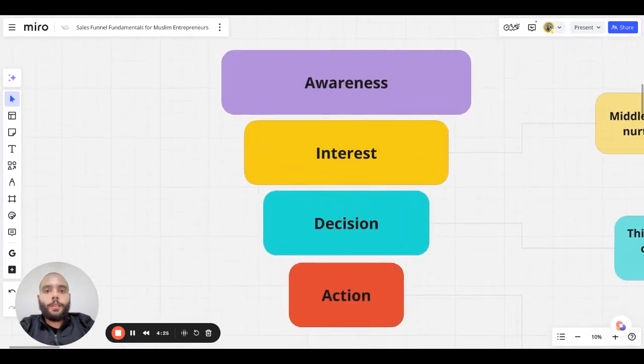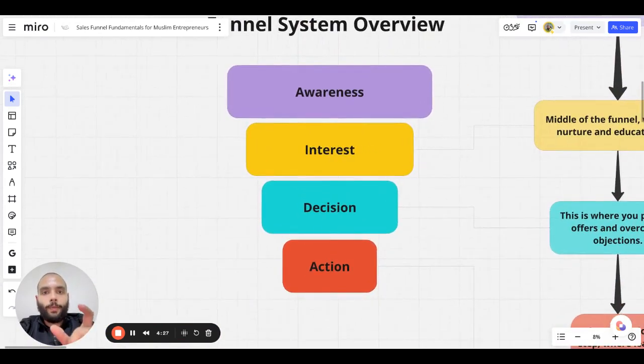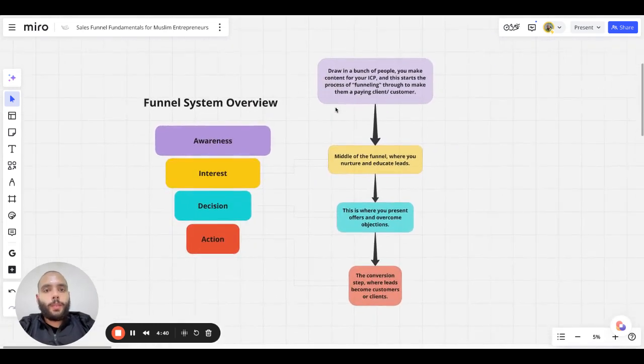So at a funnel, and I kind of made this in a little shape of a funnel. It's 4 steps, basic steps. There's more if you want to make it more complicated, but 4 basic. There's awareness, interest, decision, and action. Okay, Habibi. So with awareness, you draw in a bunch of people. You make content for your ICP, and this starts with just basically funneling them through your system.